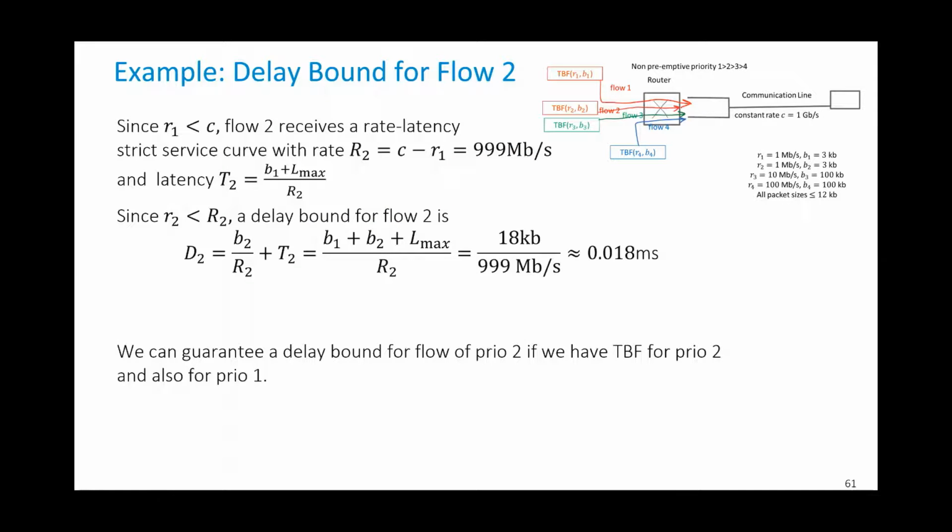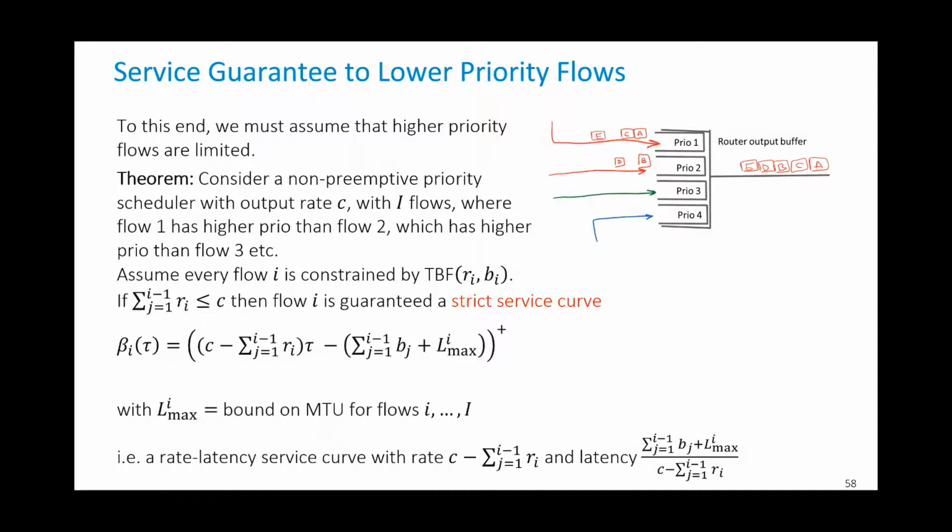Yes? In the formula for the latency, why is it not the packet size of the flow with higher priority, so L max i instead of L max i minus 1? So in the formula, why do we have L max i here instead of the flow of the higher priority? So the interruption due to the high priority is entirely included in this. So the packet size doesn't matter.